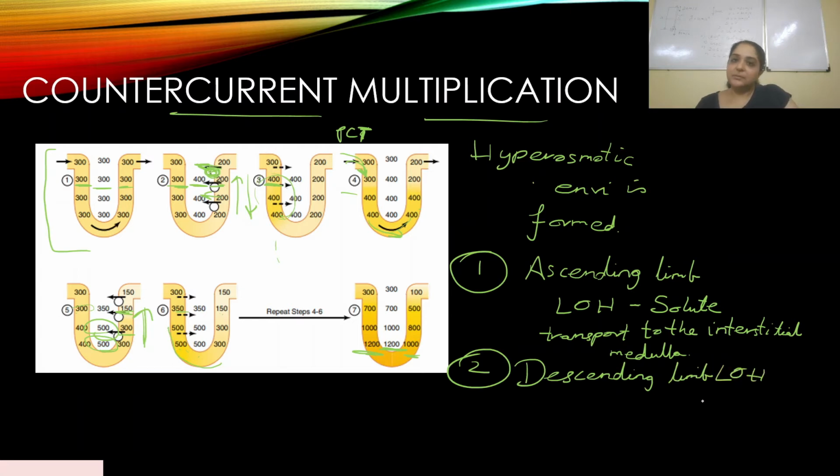Okay, the descending limb is permeable to water, so to balance that osmolarity, it will send out water from the descending limb of the loop of Henle, right? So that means this 300 will become 400, 400, 400, it will balance, right? So this region is becoming more concentrated. Again then PCT will drop in.